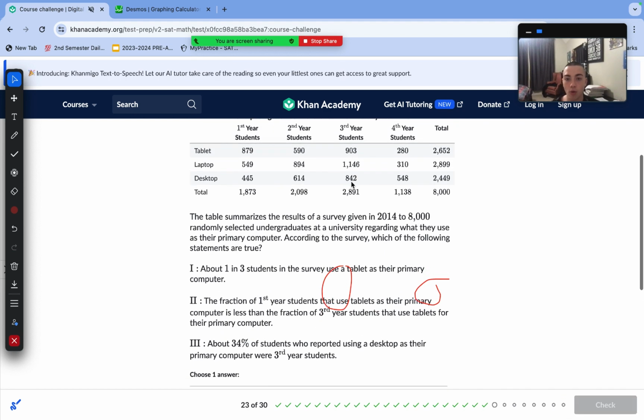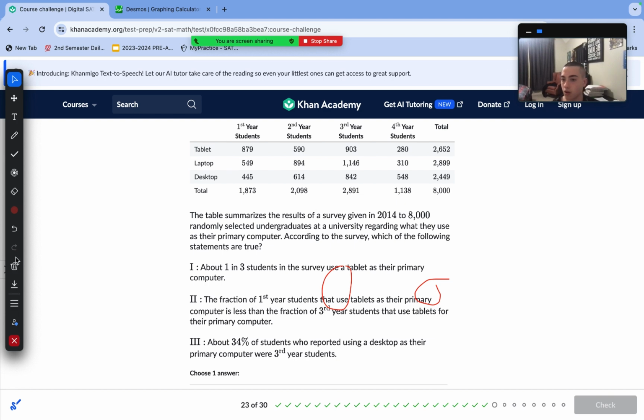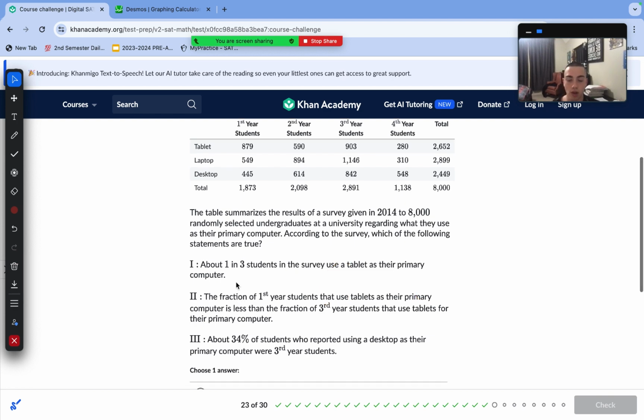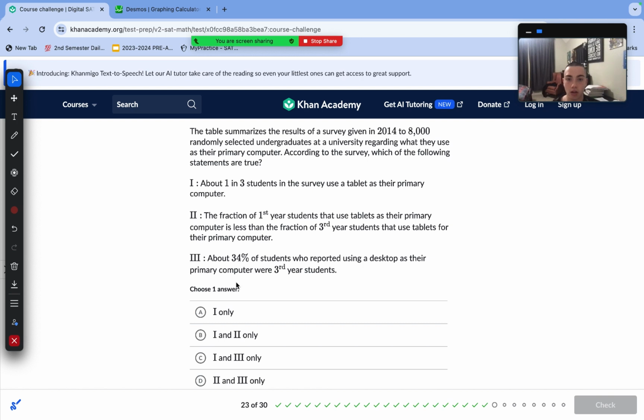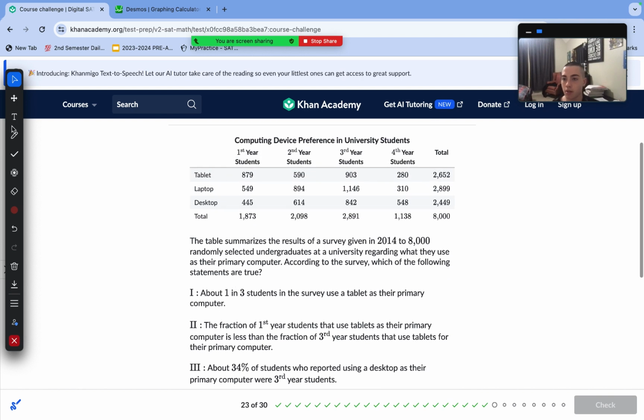Okay, we have a table. The table summarizes the results of a survey given in 2014 to 8,000 randomly selected undergraduates at a university regarding what they use as a primary computer. Which of the following statements are true? About 1 in 3 in the survey use a tablet as their primary computer. So tablet as primary computer for total students in the survey. So tablet is right here. We need to divide that number by 8,000 and see if it's close to 1/3. So 2,652 divided by 8,000 is 0.335, which is about correct. So statement 1 is correct.